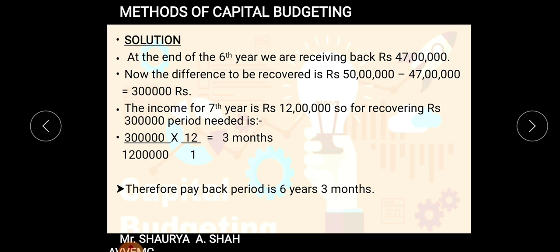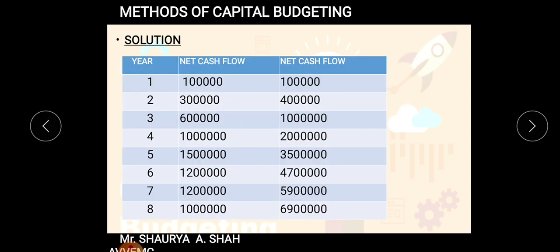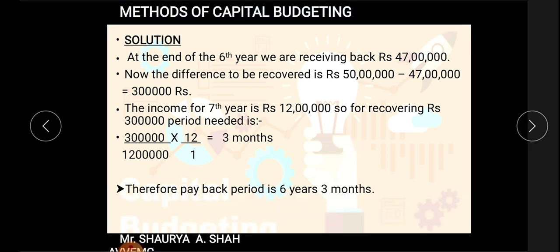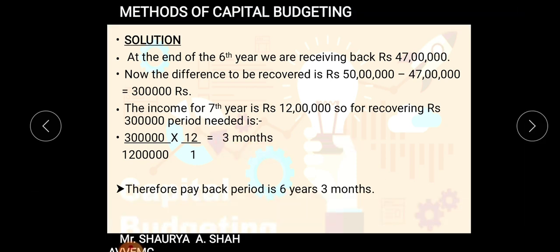Now this 3 lakh I need to recover from the next year, that is the 7th year. But in the 7th year, dear students, if you can see, the cash flow is 12 lakh rupees. So for the entire year I am receiving 12 lakh rupees. In how many months will I receive my 3 lakh rupees? If 12 lakh is received in 12 months, in how many months will 3 lakh be received? I will get the answer of 3 months.